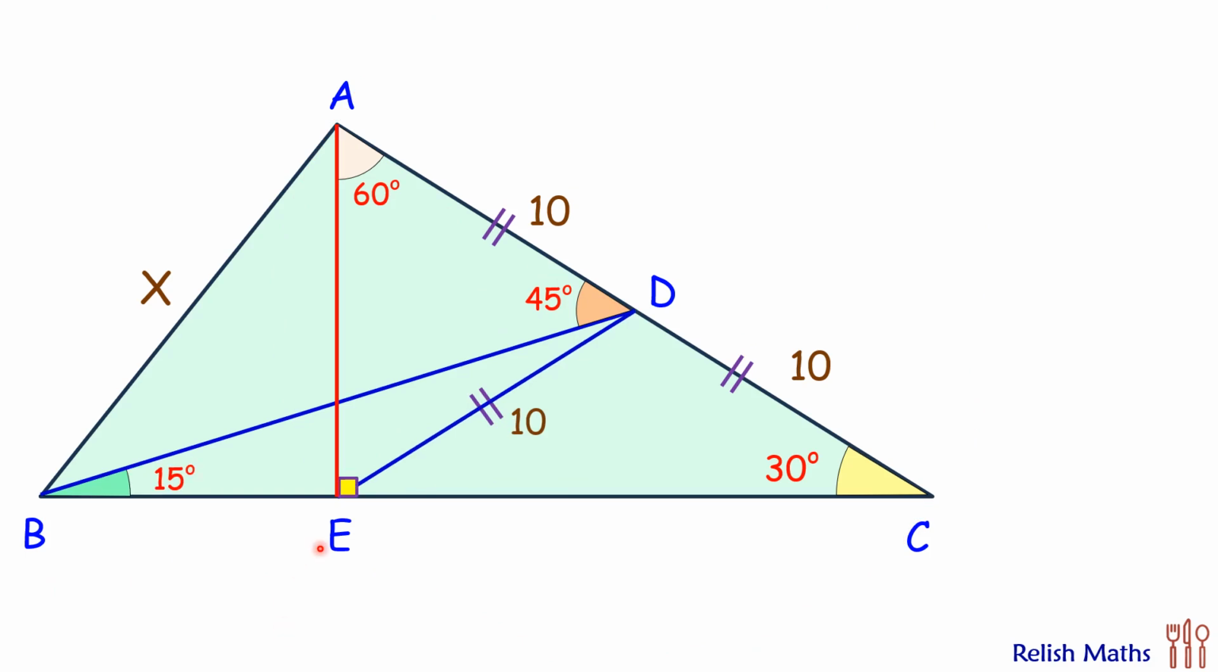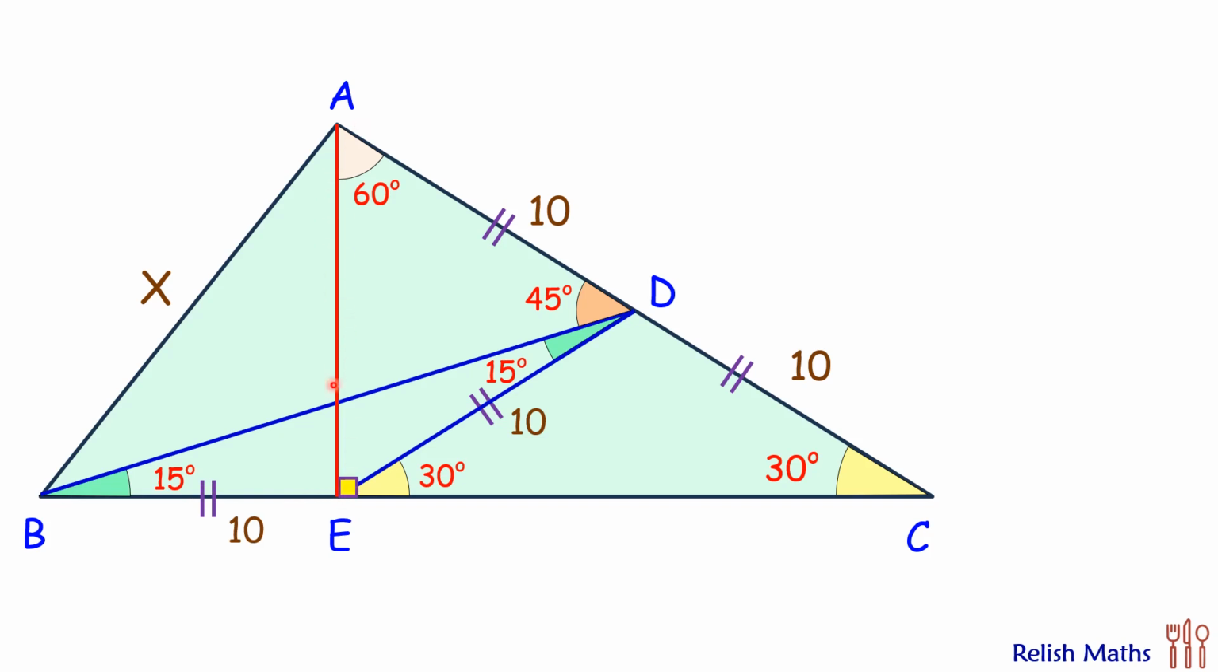Let's do some angle chasing. As ED and DC are equal, the opposite angles will be equal, so this angle E will be nothing but 30 degrees. This angle E is an exterior angle for triangle BED, and thus it will be equal to angle B and angle D, so this angle B here will be nothing but 15 degrees. So as the opposite angles are equal, the opposite sides will be equal. So we can say that ED and BE will be equal in length, or BE is nothing but 10 cm.